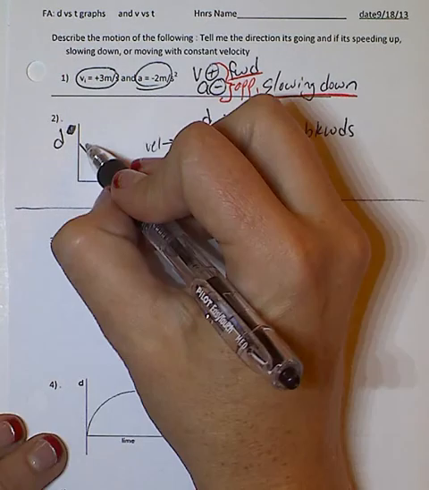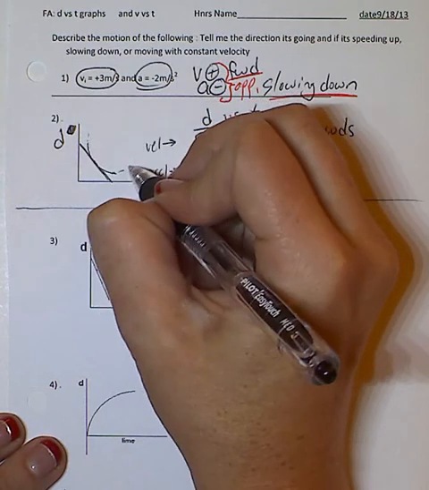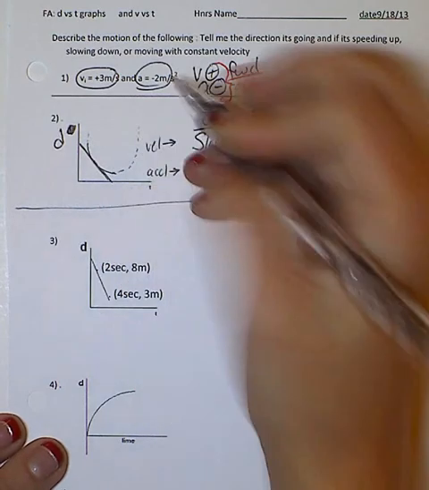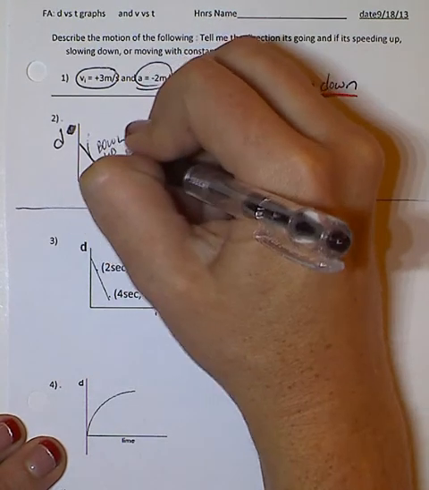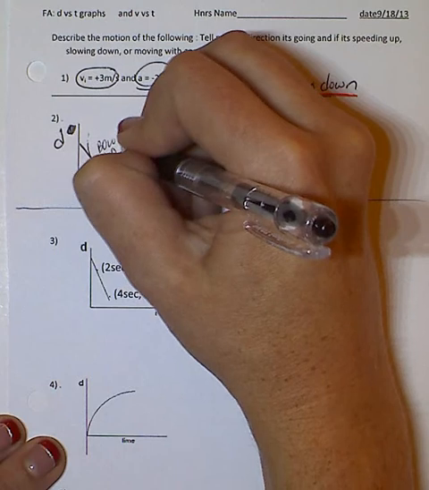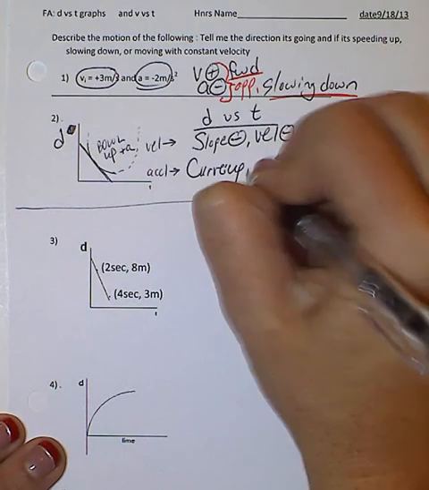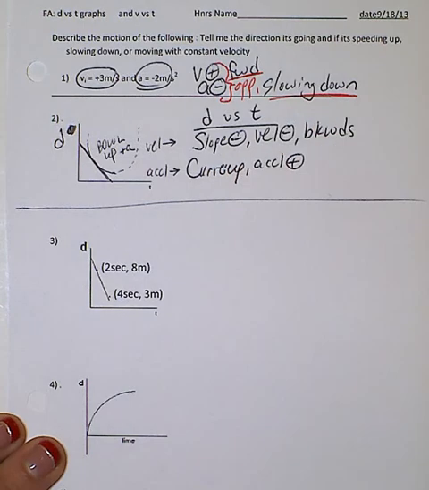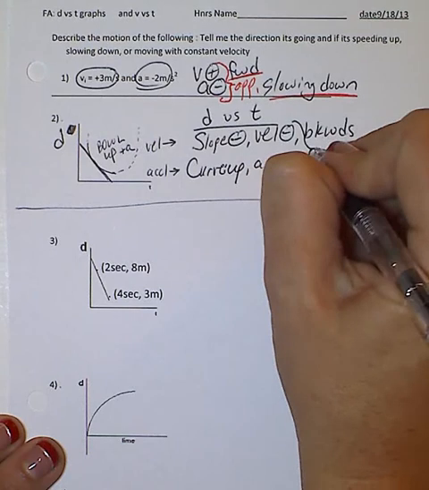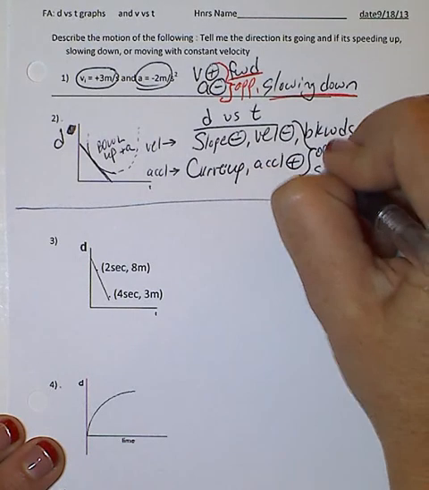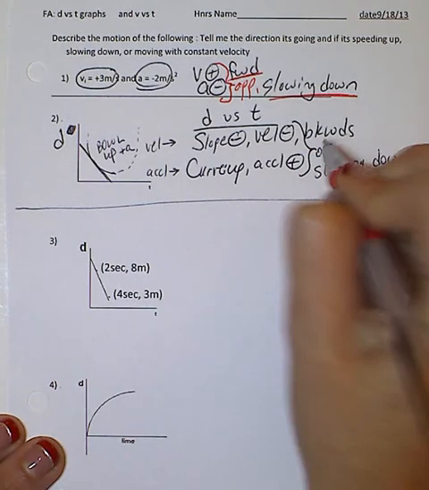So I don't care that the graph is decreasing. That's not what I'm looking at. This curve would be part of a bowl, and so it's curved up, and that means positive acceleration. So right here, the curve is up. That means my acceleration is positive. And then these two together, because they have opposite signs, mean that it's slowing down. Moving backwards, slowing down.